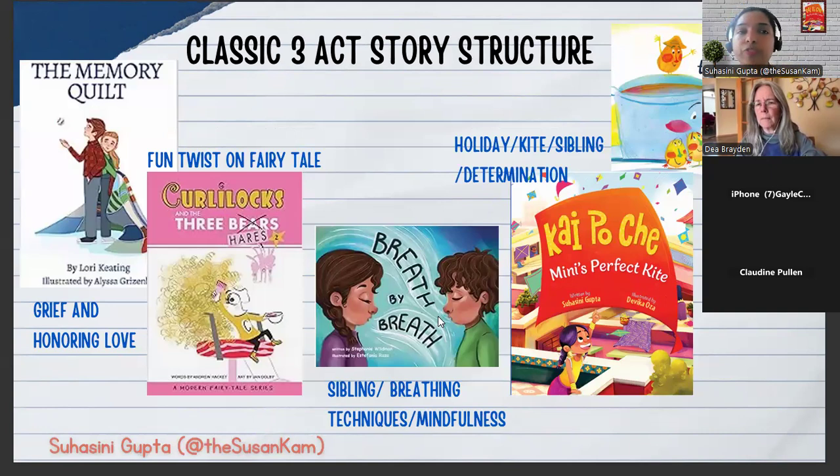So these are a few stories which fall into this category. The Memory Quilt, written by Lori Knitting. Although these books fall into this category, you'll be amazed how they use different themes, because The Memory Quilt is talking about grief and honoring love, whereas Curly Locks and the Hairs is a fun twist on a fairy tale. Breath by Breath is a sibling story talking about breathing techniques and mindfulness. Kai Po Che is a holiday story about kites, siblings, and determination.